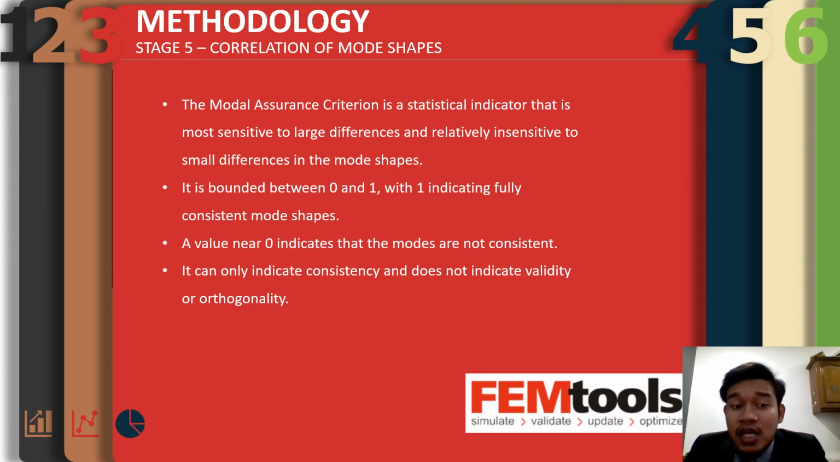What is the MAC? MAC is a statistical indicator that is more sensitive to large differences and relatively insensitive to small differences in mode shapes. It's bounded between 0 and 1, with 1 indicating fully consistent mode shapes, while 0 indicates that the modes are not consistent. It can only indicate the consistency and does not indicate the validity or orthogonality. This criterion value was generated by the FEM tools.